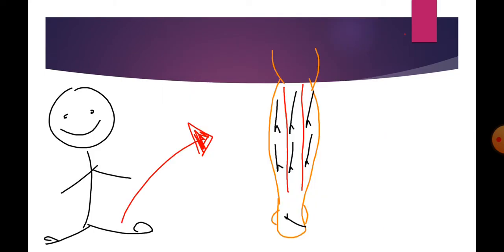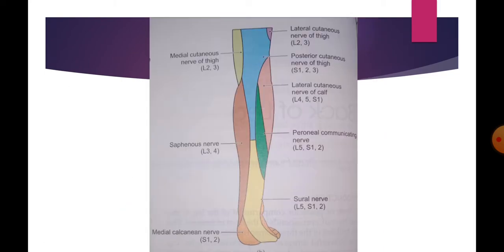So going into some sort of details, we can first see the saphenous nerve. The femoral nerve we have already discussed in detail. If you remember, the saphenous nerve is a branch from the posterior division of the femoral nerve. Its root value is L3 and L4. It arises in the femoral triangle.